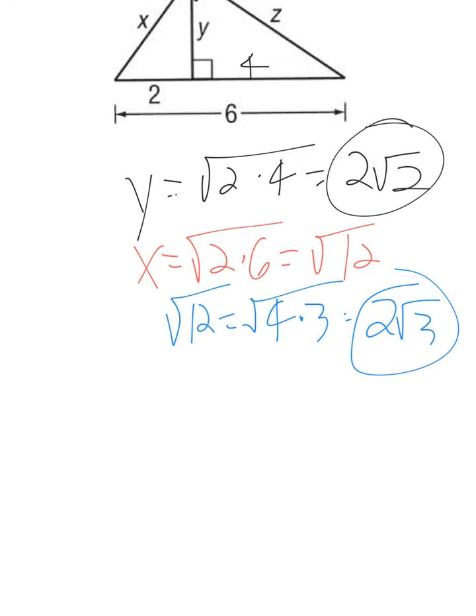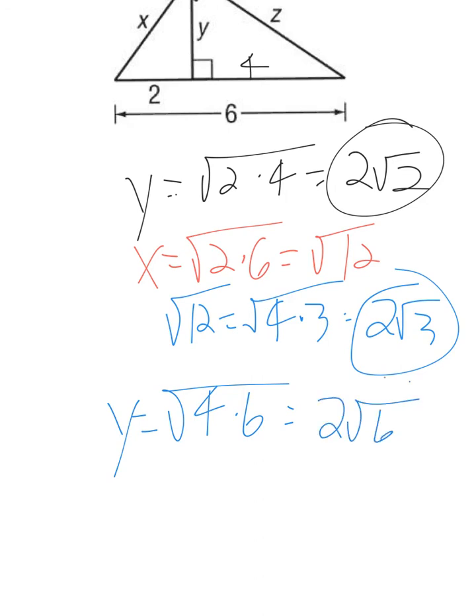And then y. Y is going to be square root of 4 times 6. The square root of 4 is 2. So it stays behind. I mean, that goes in front. And square root of 6 stays behind.